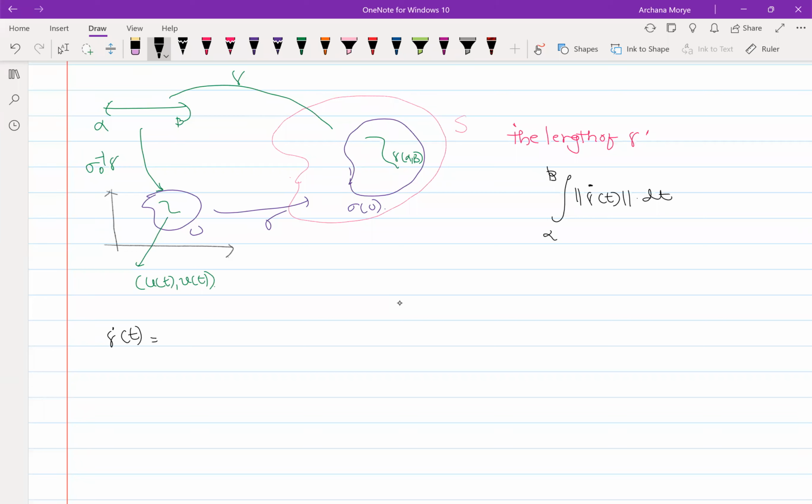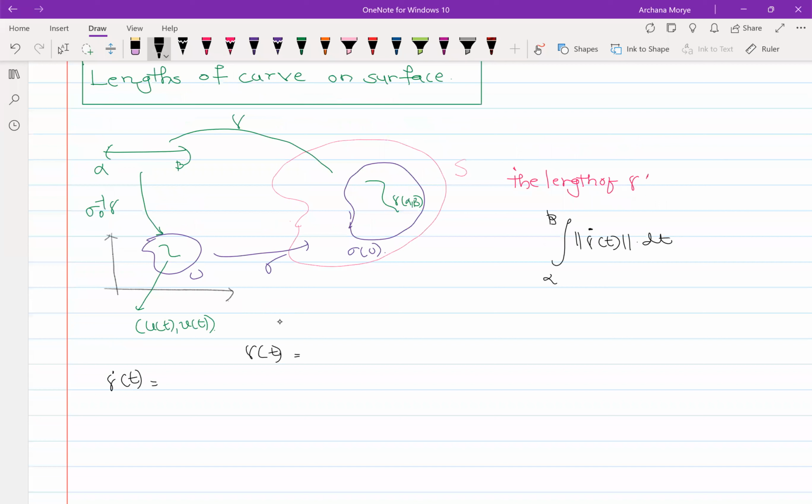Okay, I'll just see. This gamma dot of t is equal to sigma of u(t), v(t). I'm just writing it. If you take gamma dot of t, we did this calculation earlier, but let us check this again by chain rule. Can you tell me what gamma dot of t is? It is u dot of t times sigma u plus v dot of t times sigma v, right? Is that correct? Yes, ma'am.